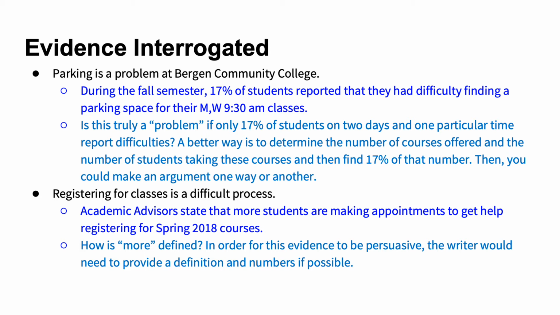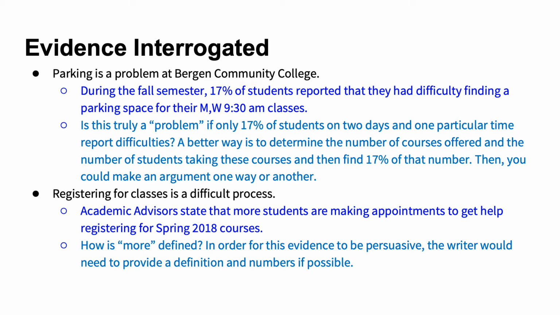A better way to determine whether or not this is a problem is to determine the number of courses offered and the number of students taking these courses and then find 17% of that number. Then you can make an argument one way or another. So for me, looking at this particular evidence, I would have to say that I was not persuaded. Let's look at the next one.